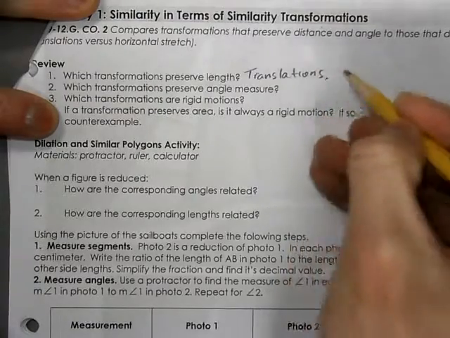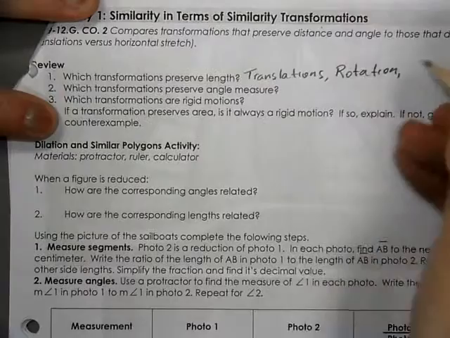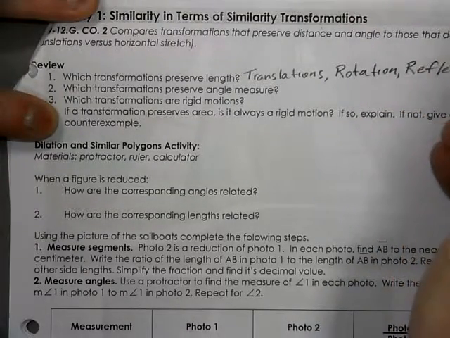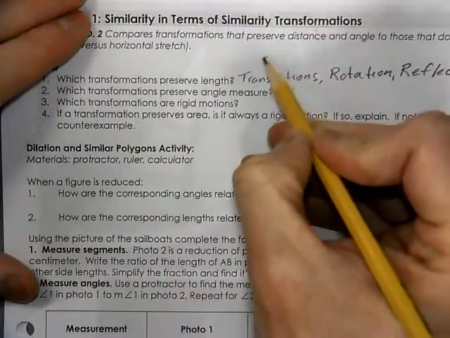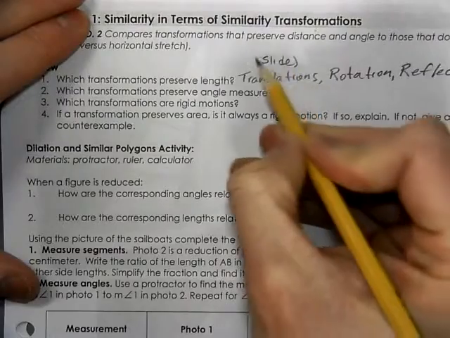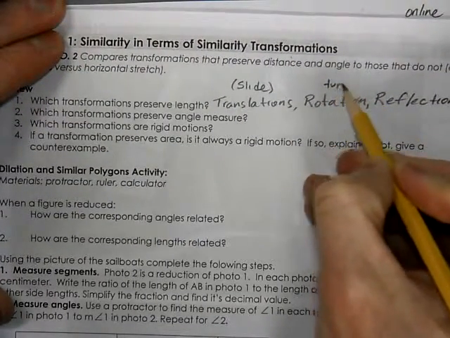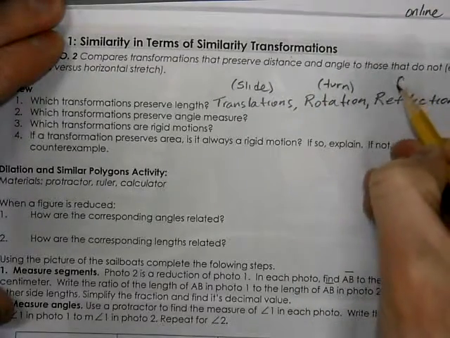Translations, rotations, and reflections. A translation is a slide. A rotation is a turn. And a reflection is a flip.